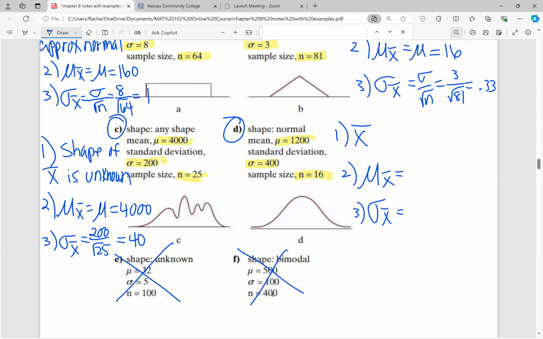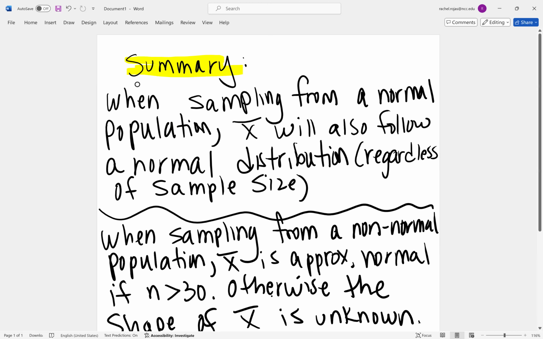Now, since we're sampling from a normal distribution, X bar is normal automatically. It does not matter about sample size. Remember what we said in the summary. So let me just go back to the whiteboard for a minute. When sampling from a normal population, X bar will also follow a normal distribution, regardless of sample size. It doesn't matter about sample size. So as long as we're sampling from a normal distribution, X bar is going to be normal.